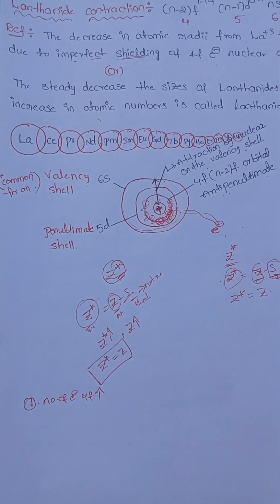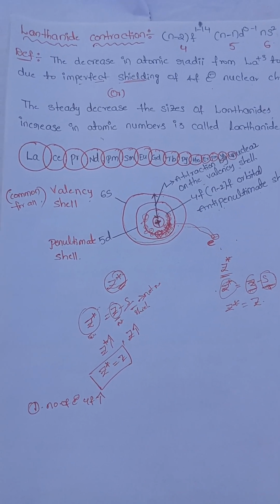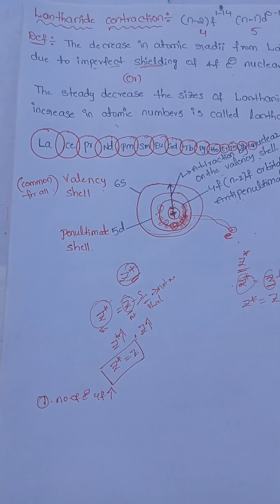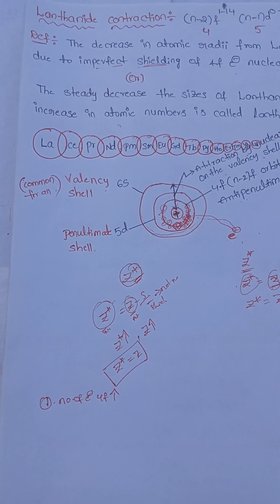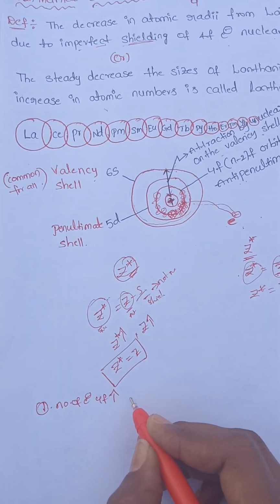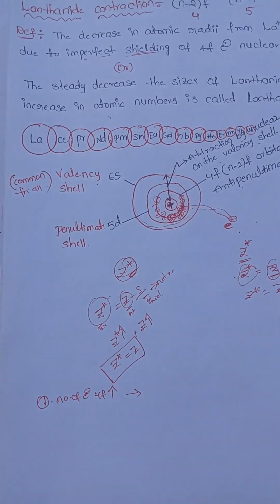The number of 4f electrons increases. 4f electrons have a poor screening effect. This is the poor screening effect.